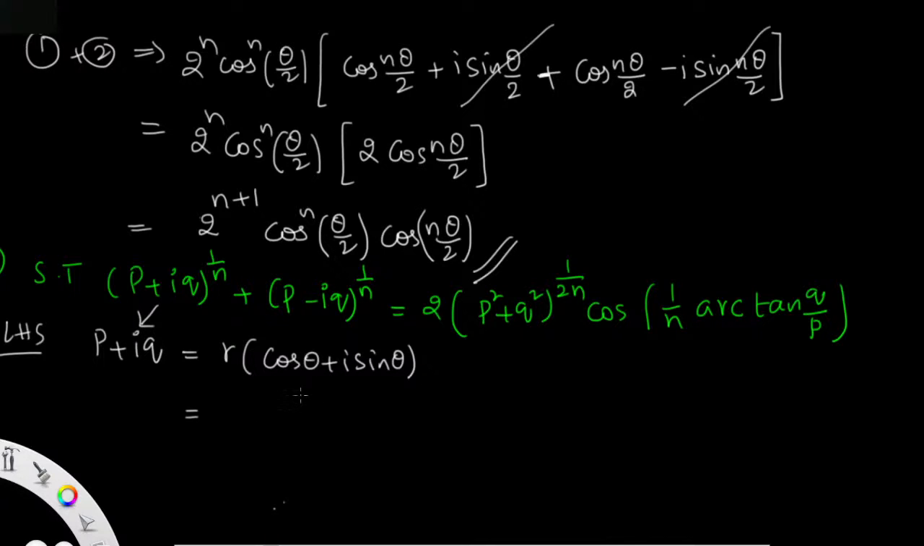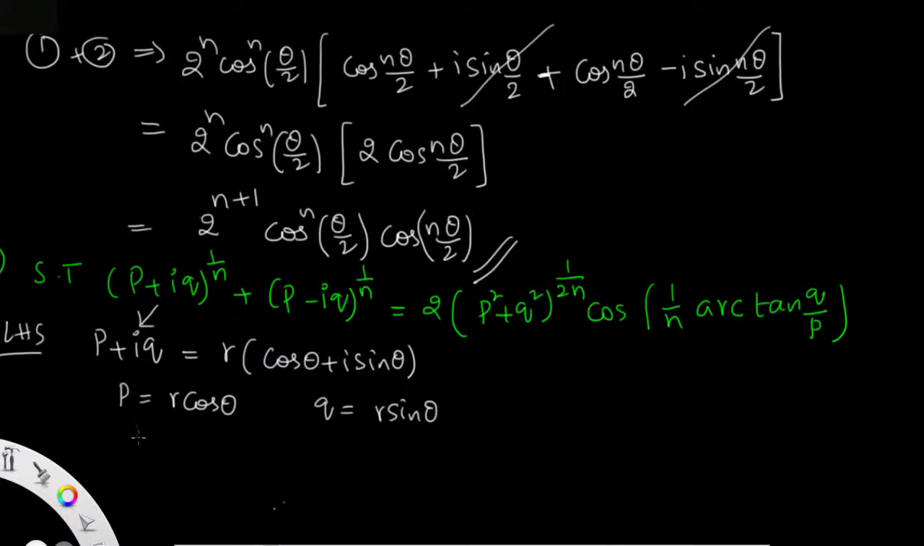So that is why I am taking it as 2 now. For this simplification, I am comparing p equal to r cos theta on both sides, and q equal to r sin theta. That's all. Why? Because the terms in tan are there, that's why I am taking it.